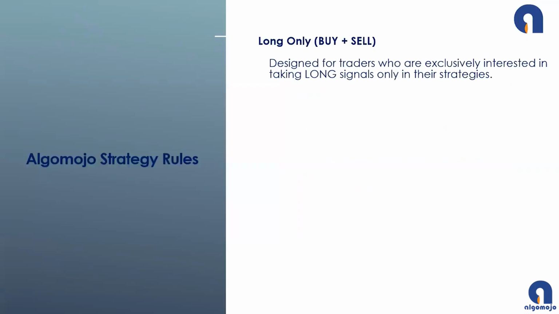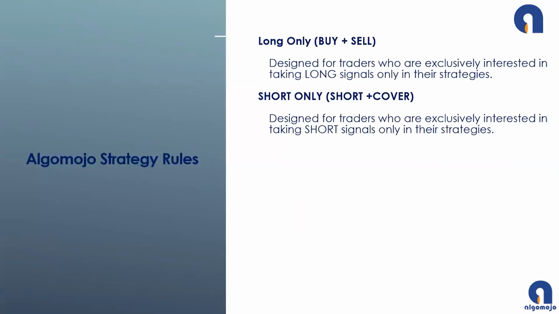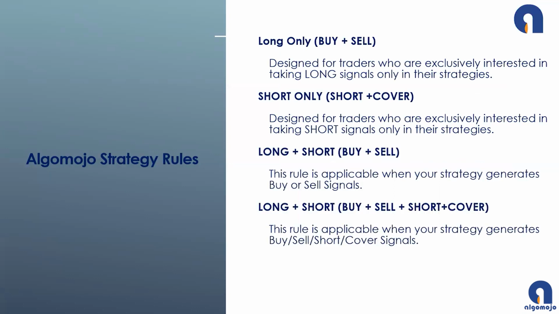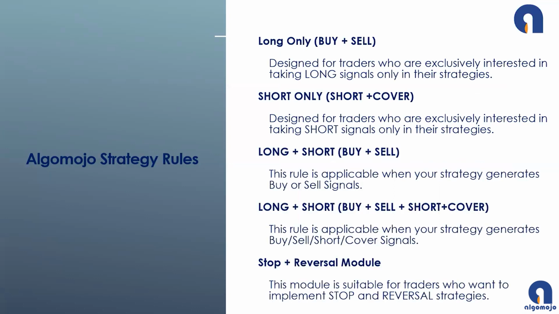There are certain rules: long only, short only, long plus short, then buy, sell, short cover, and stop and reverse module. These are the most important things to be selected. I will get into more details on this when we look at a strategy in TradingView and relate them to when to use what. Because if there's a mistake in selecting the rule, then the orders may not go through as per your requirements. That's the only reason.